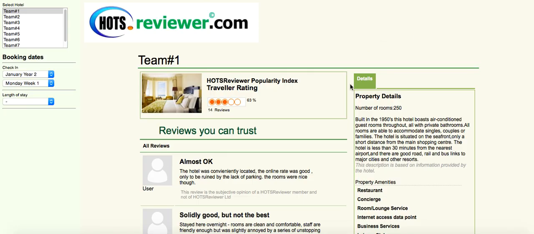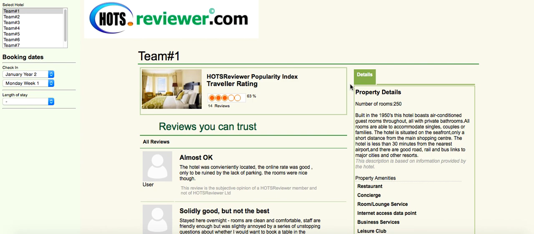Other areas to show you, so HOTS Reviewer. Within the HOTS Reviewer here, you're going to be receiving real-time reviews from guests who stayed in your hotel property. These reviews are not random, they're all generated based on the decisions that you have made within the program. So you should take them and listen to them and see how you can react.